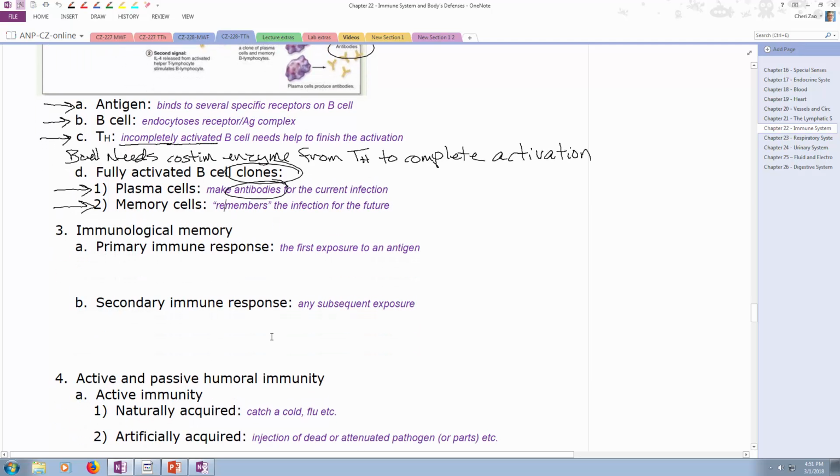Now let's talk about this memory thing, immunological memory. Primary immune response and secondary immune response. Primary immune response is indeed our first exposure of our T cells to the antigen. And it takes 3 to 6 days to start. AB is our abbreviation for antibody synthesis.